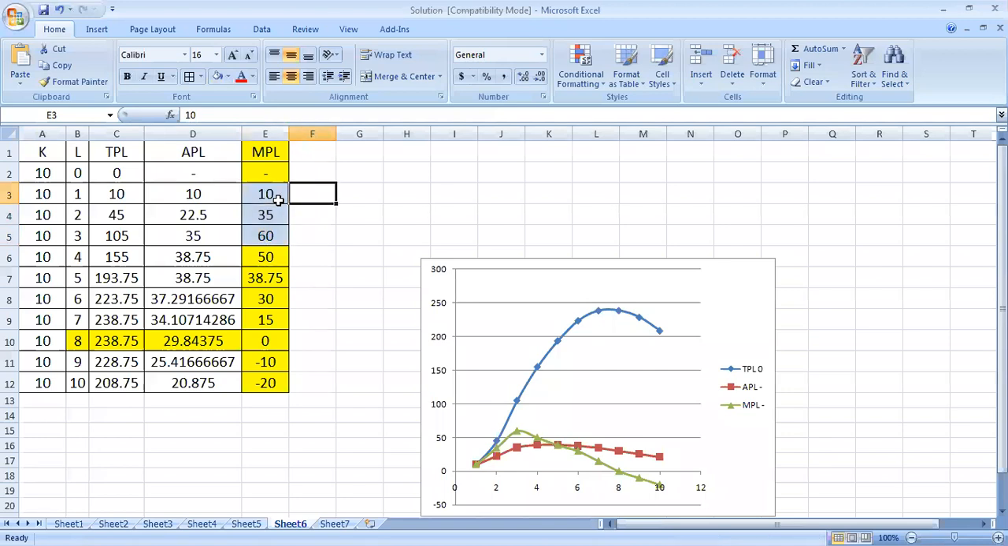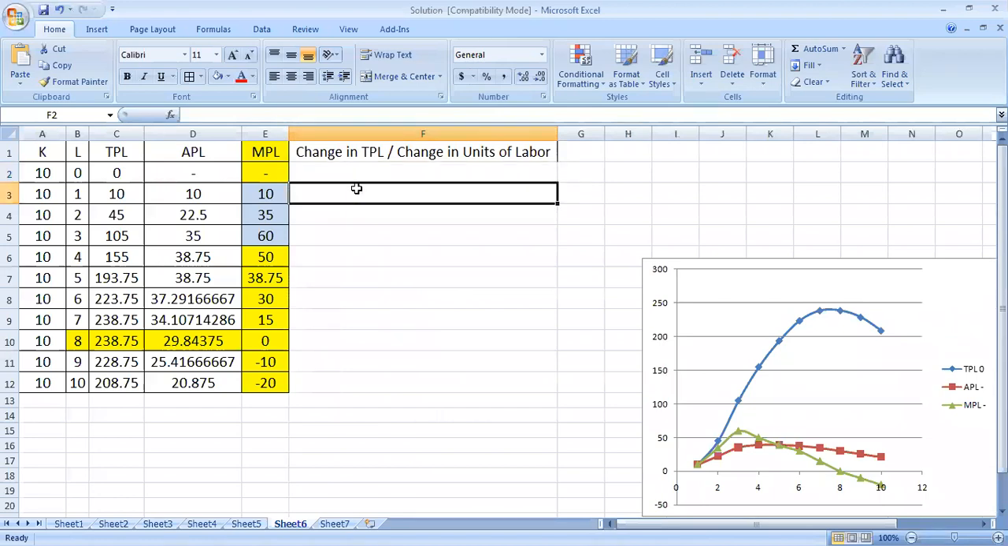you could see that the change in output, marginal product, is the ratio of change in total product of labor divided by change in units of labor, right? We all know its formula, right? So the change in units of output is equal to 10. You could see from here, this is 10 and this is 0. So the difference, the change, is 10 minus 0, which is 10.